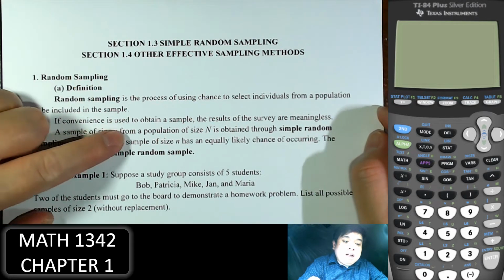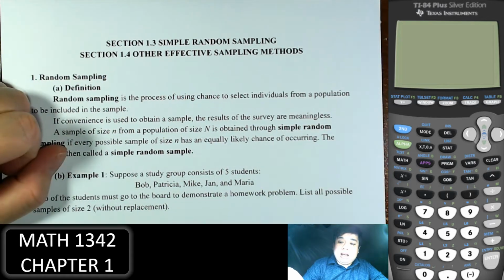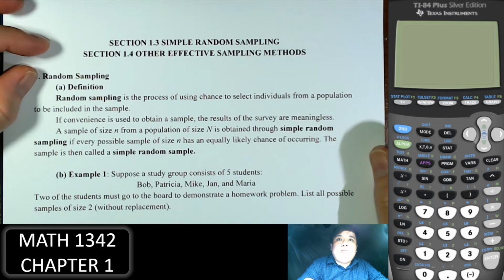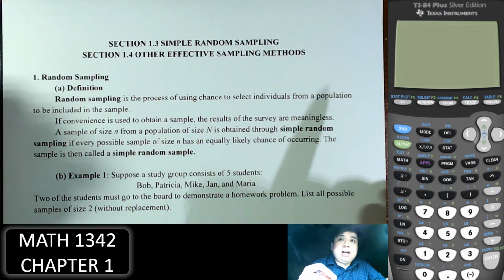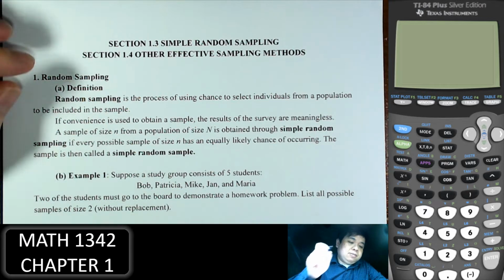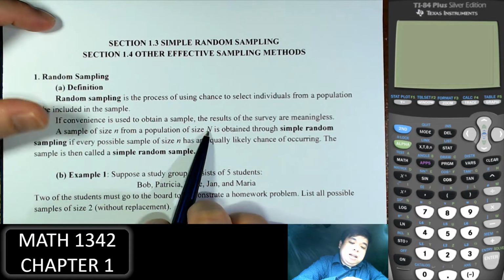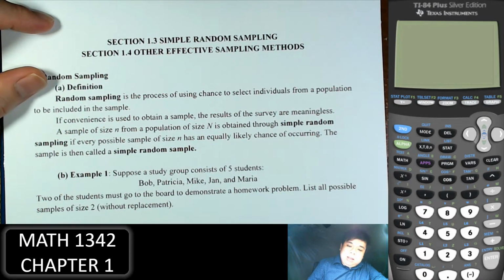If convenience sampling is used, the results of the survey are meaningless. Like I said, if you want a survey of something, you cannot just go out there and ask the first 10 people you see. You have to have a systematic method of selecting people randomly, a sample of size n from a population of size N, through a random sample.